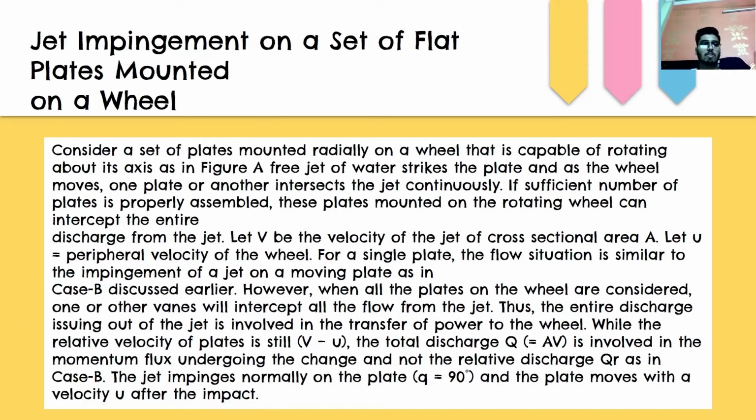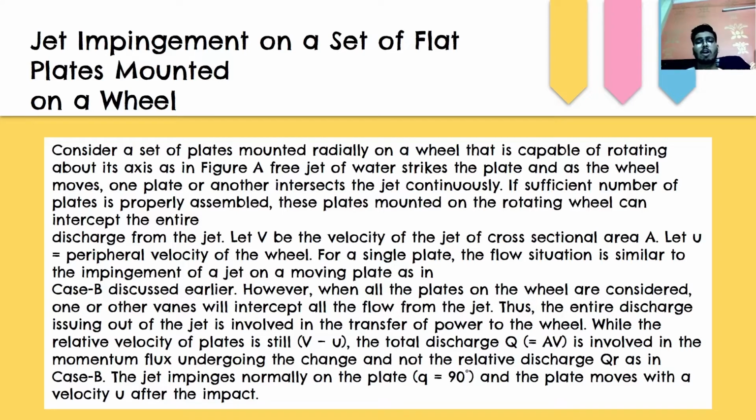The first case is the jet impingement on a set of flat plates mounted on a wheel. Now let us consider a set of plates mounted radially on a wheel that is capable of rotating about its axis, as in the figure. The figure is in the next slide. Now the free jet of water strikes the plates, and as the wheel moves, one plate or another intersects the jet continuously. If a sufficient number of plates is properly assembled, these plates mounted on a rotating wheel can intercept the entire discharge from the jet.